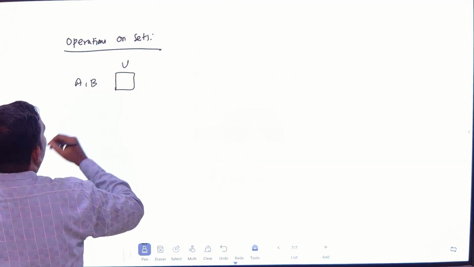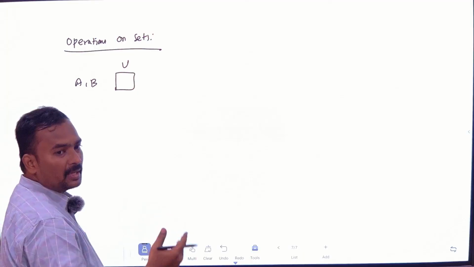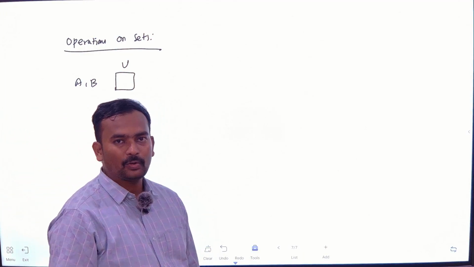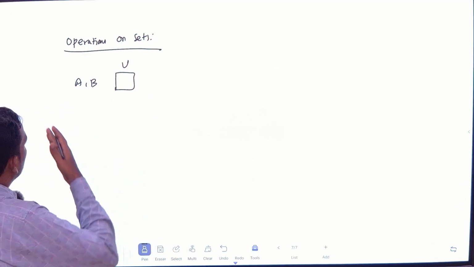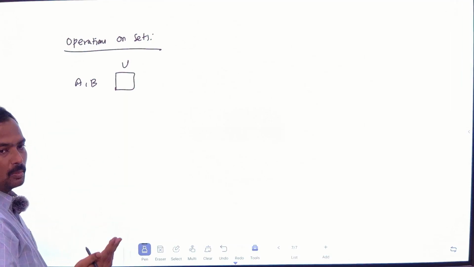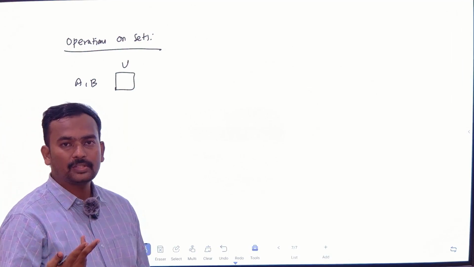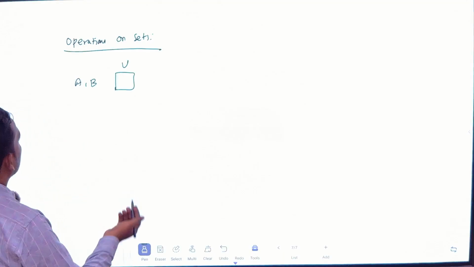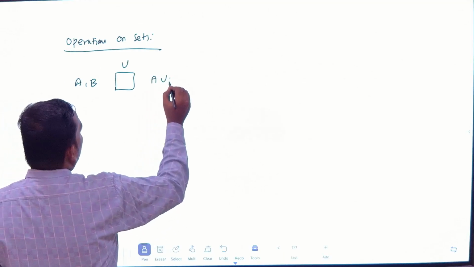Let's take two sets A and B. How we apply operations on the number system, the same way you can apply operations on set theory also. Here two operations we will apply. One is union, second one is intersection. So the output here is A union B.